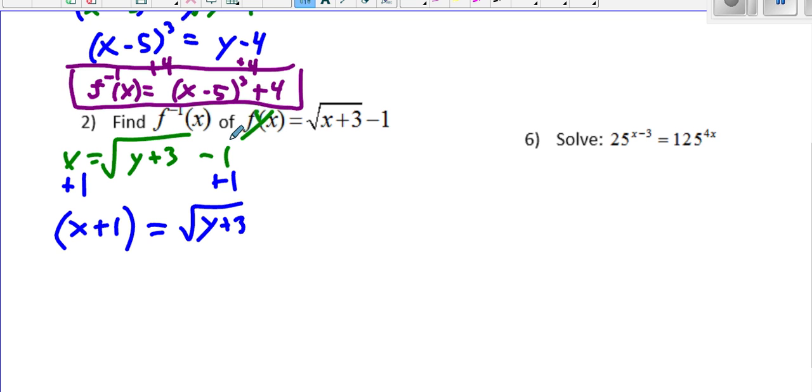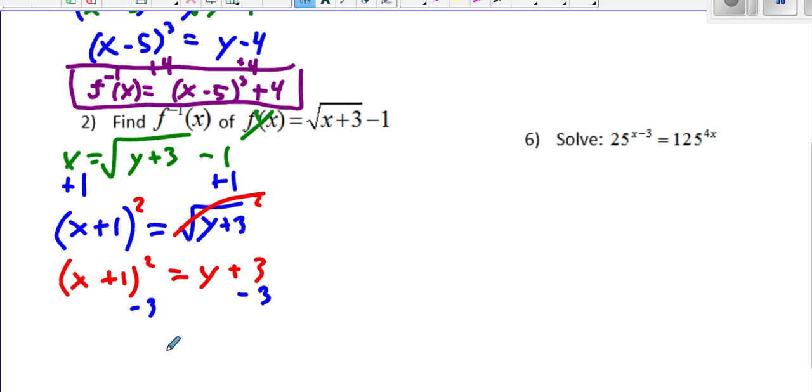Then to get rid of the square root, we're going to square both sides. So that cancels out. So you have x plus 1 squared equals y plus 3. And we want to get y by itself, so minus 3. You get y by itself now. And it's x plus 1 squared minus 3. And then, like I said before, officially it's not y equals, it's supposed to be f inverse of x equals.